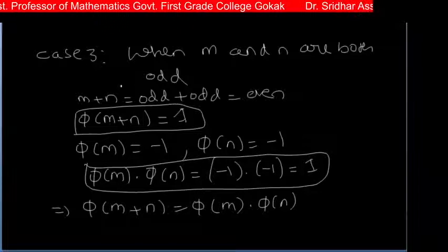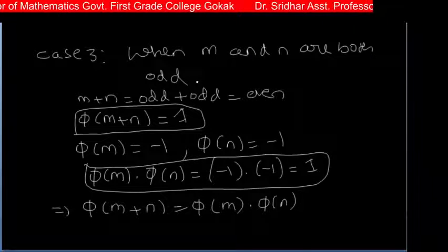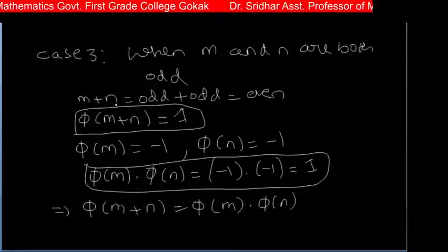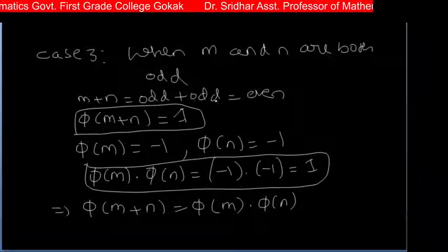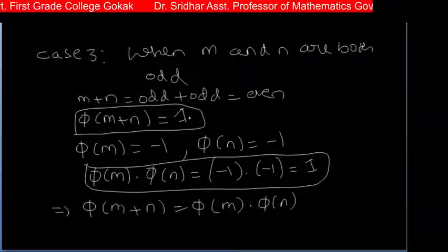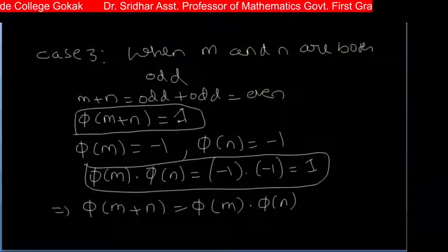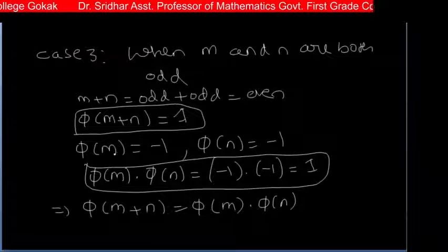Next, the third case, again both m and n are odd. Both m and n are odd. So what is m plus n in this case? So odd plus odd means even number. So phi of m plus n is equal to 1 because m plus n is an even. So phi of m plus n is equal to what? 1 by the given rule.